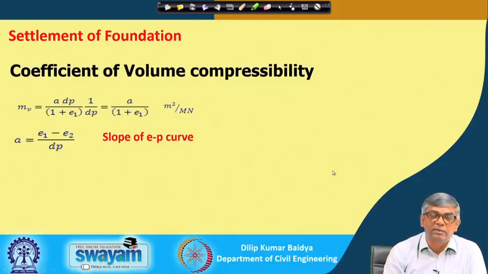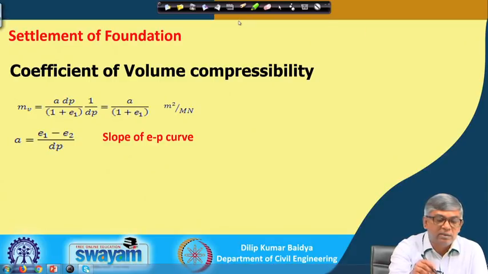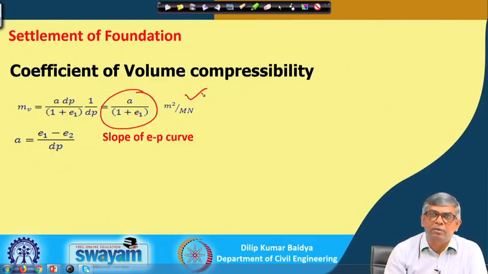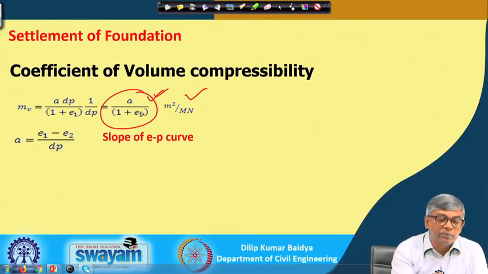In soil mechanics, you might have learned the term mv, the coefficient of volume compressibility. It is expressed as a dP divided by (1 plus e1) divided by dP, and the dP cancels. So it ultimately becomes a divided by (1 plus e1), and the unit is meter square per mega Newton, or meter square per kilo Newton. Here e1 is the initial void ratio and a is the slope of the e-P curve.